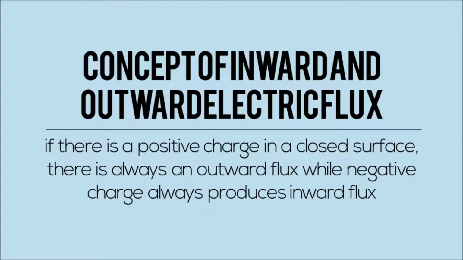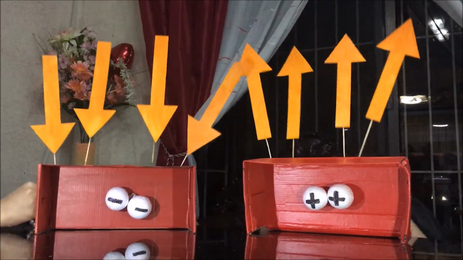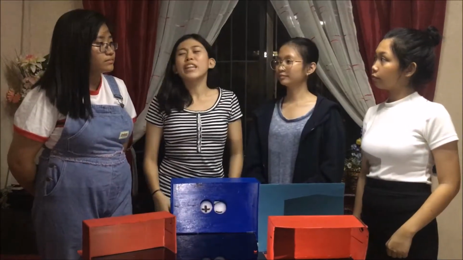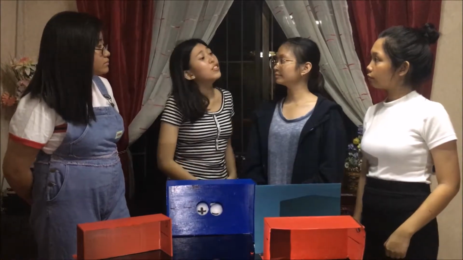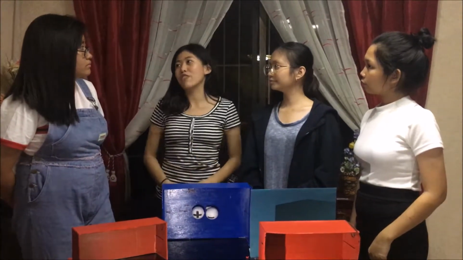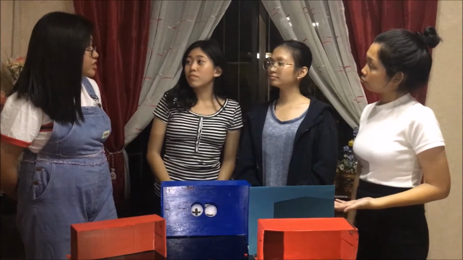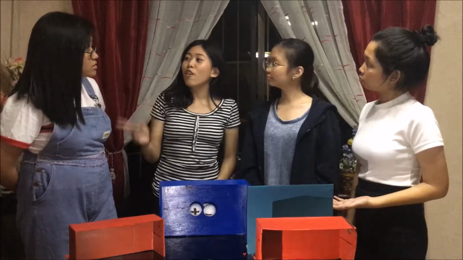Did you know that? If there is a positive charge in a closed surface, there is always an outward flux, while negative charge always produces inward flux. The next question is, when does a closed surface possess a zero net charge and there is no electric flux within its surface? If there's no charge inside the box. There is a negative charge inside the box. That's where you're wrong, Rodfield.